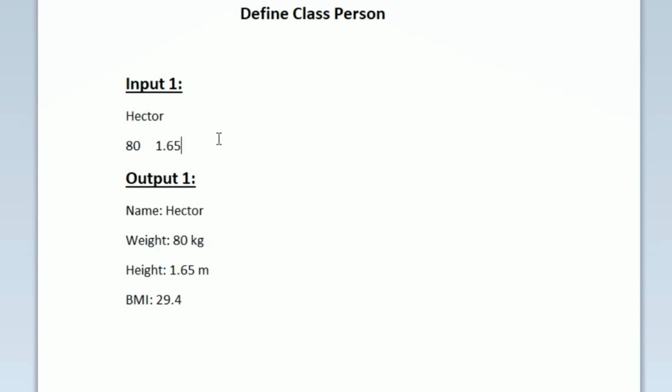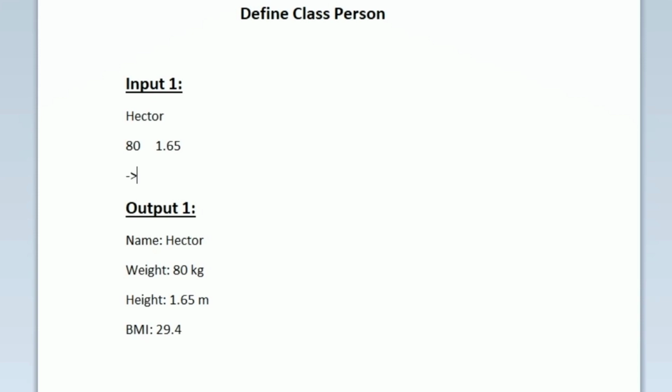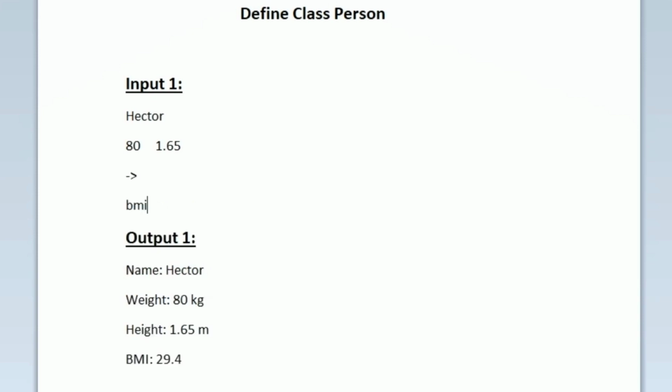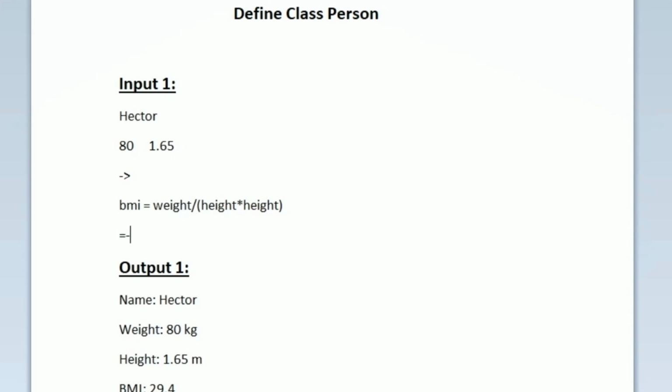meter. So now our task is to calculate the BMI of this person. To calculate the BMI, we are given the formula as BMI is equal to weight by height into height, where height is in meters and weight is in kg. So now using these values, we have to calculate the BMI of the person. So when we substitute the values 80 divided by 1.6 into 1.6, the value which we get is 29.4, which is the BMI of this particular person, Hector.